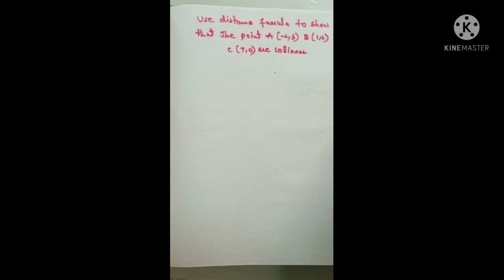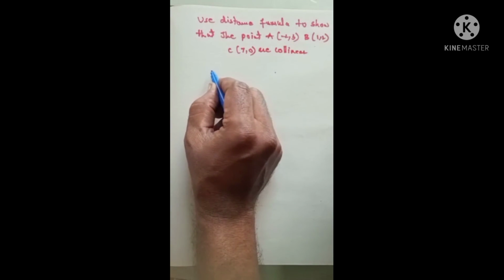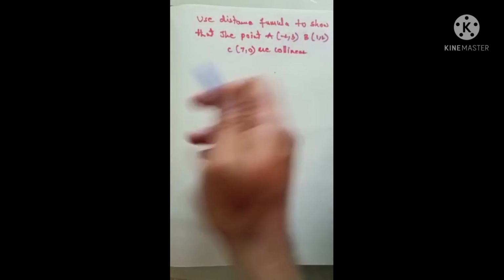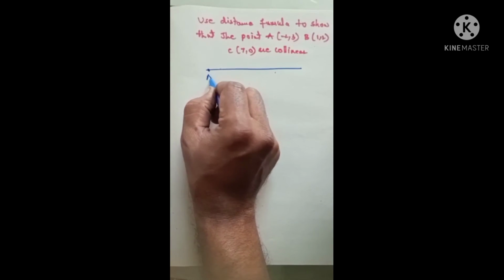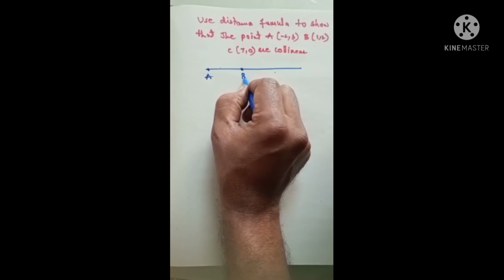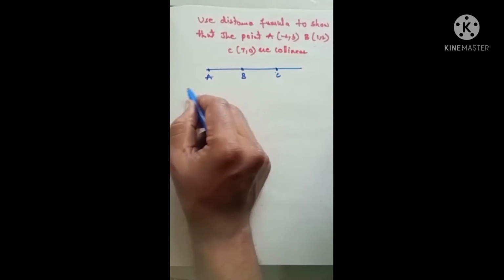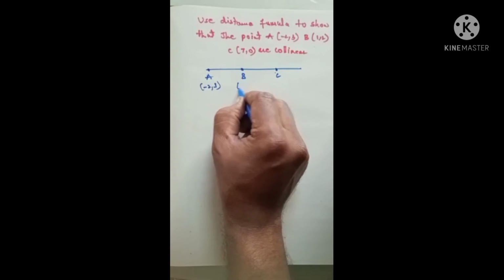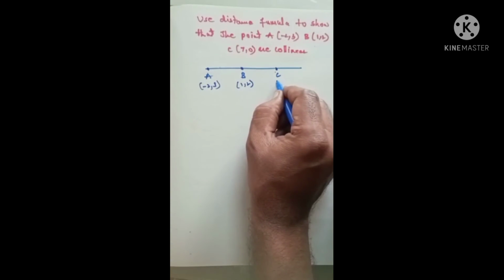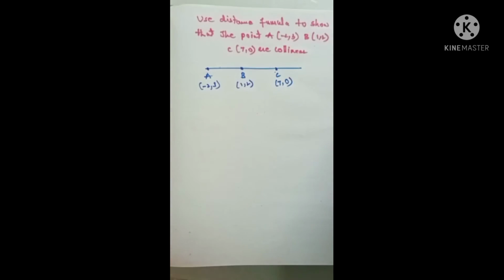Now you see, these 3 points are collinear means, for example, collinear means the 3 points are on the same line. For example, if I take one line, you say this is A, this is B, and this point is C. A is (-2, 3), B is (1, 2), and C is (7, 0). So if they are collinear, what condition do they have to satisfy?